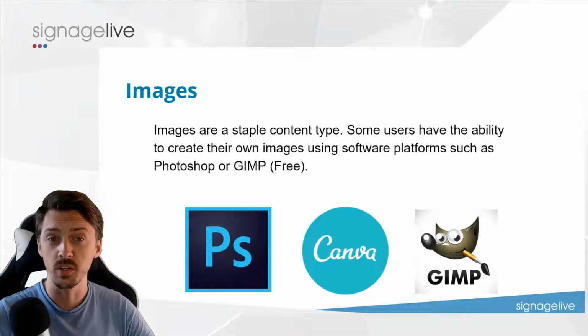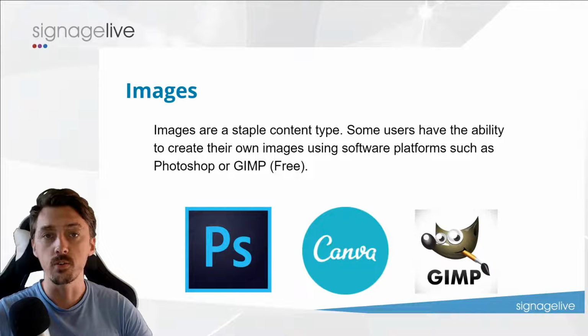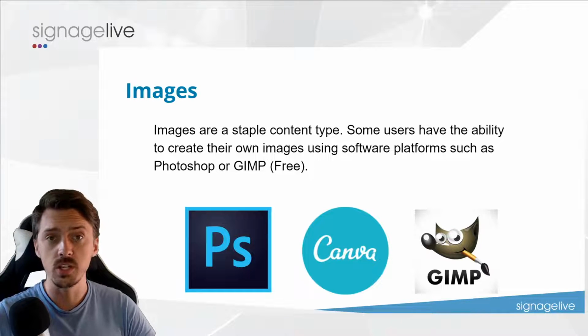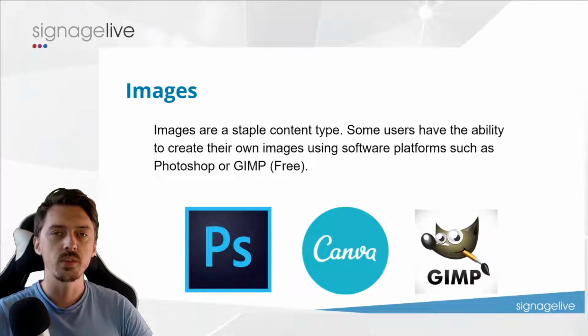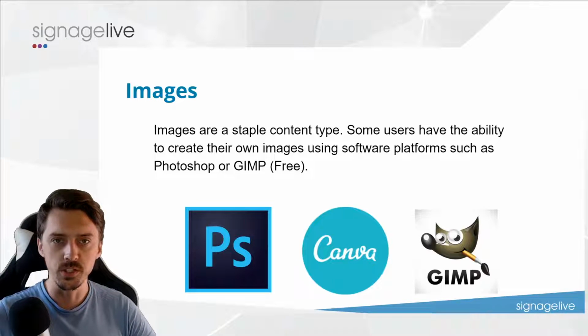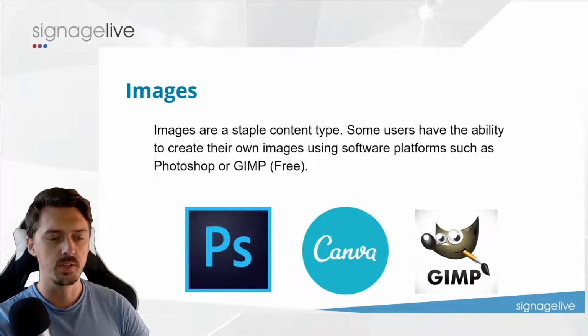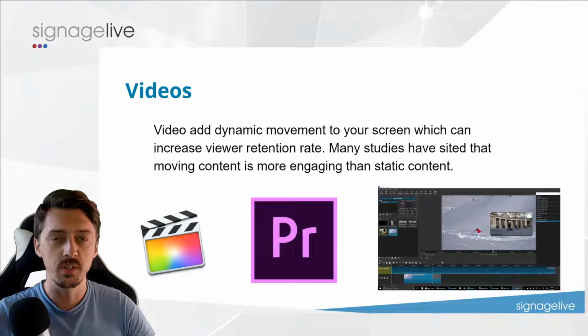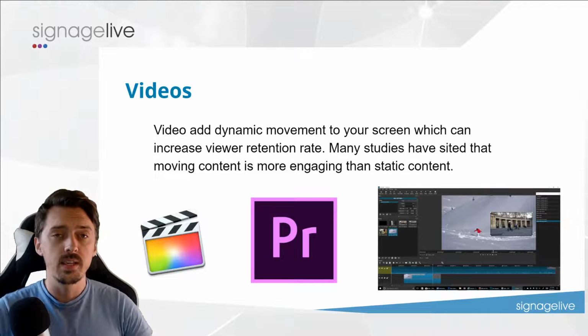So things like Canva and GIMP are a nice, simple way of creating that content at either a budget or just time saving. So images are obviously a huge feature when it comes to digital signage, but that's not the only one. The second one, obviously almost as important, in fact, if not more so important, is videos.